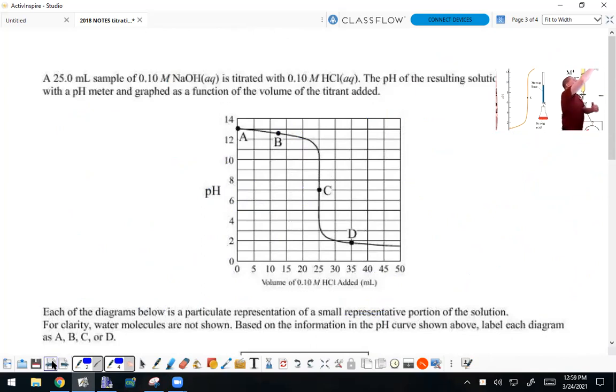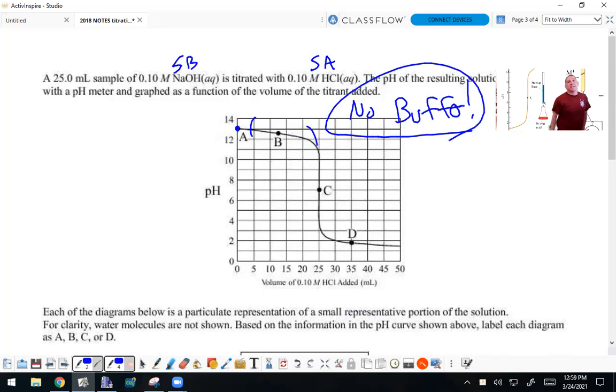Okay, so now we have strong base, strong acid. But now we're starting with the base. So notice the pH. We didn't do one like this, but it's the same as the first one in that you don't have to worry about the buffer zone because there is no buffer. It's not a weak acid or a weak base. So no buffer. So we just do our calculations.